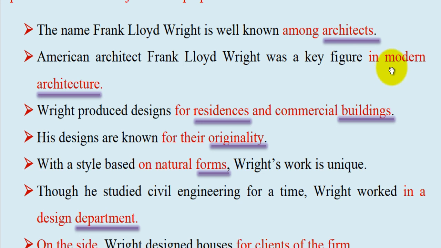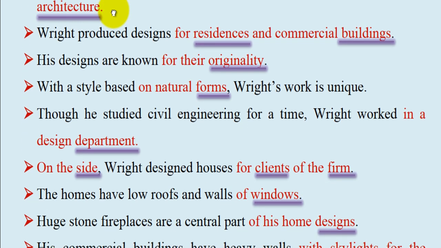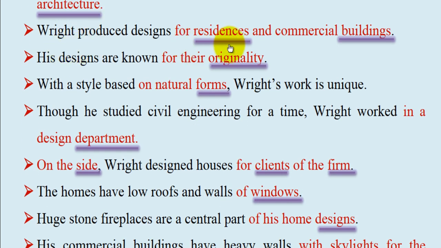Okay, here we have in modern architecture. In modern architecture, prepositional phrase, architecture, its object. For residences and commercial buildings, the whole thing is prepositional phrase. For residences, the object, and buildings is an object too. هاد commercial أو الادجectives اللي تيكونوا داخلين ما تتعتبروش objects of the prepositional phrase فقط noun or pronoun. For their originality, again for their originality, and the originality is the object, the whole thing is a phrase.